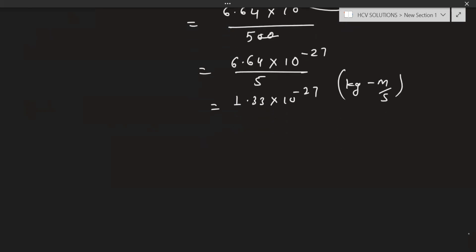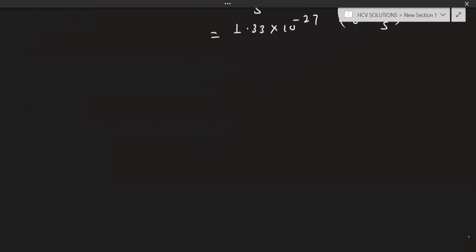Now we are coming to question number 3. We'll see what question number 3 says. An atom absorbs photon of 500 nanometer and emits another photon of 700 nanometer. Find the net energy absorbed by the atom in the process.